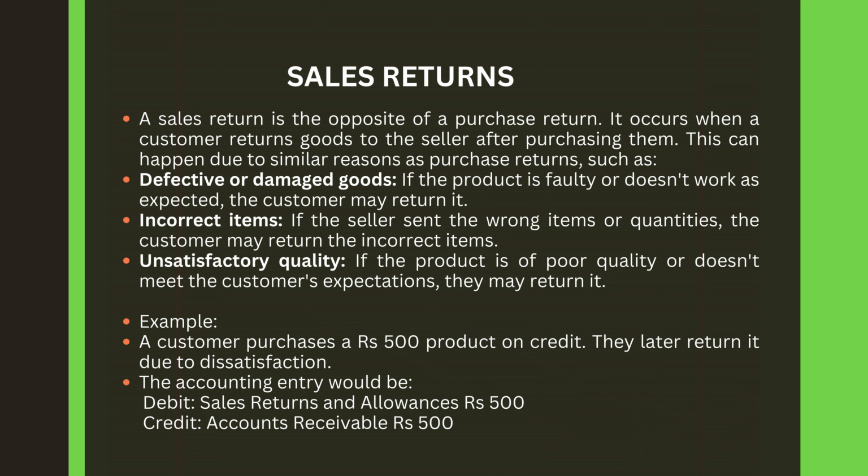For example, a customer purchases rupees 500 worth of product on credit. They later return it due to dissatisfaction. So the accounting entry in this case would be sales returns and allowances of rupees 500 will be debited, and accounts receivable of rupees 500 will be credited.